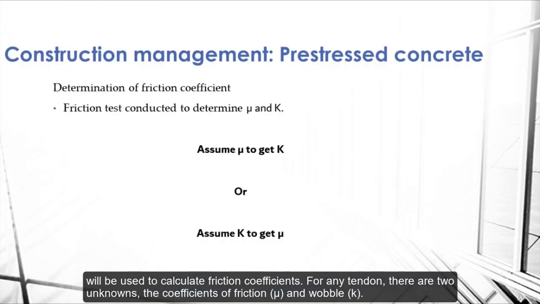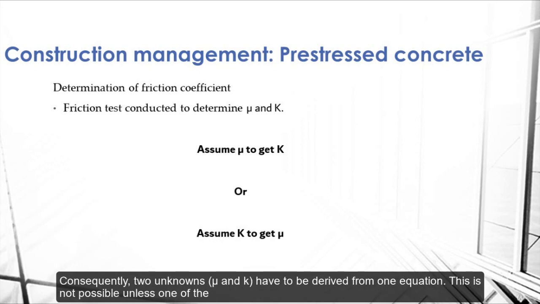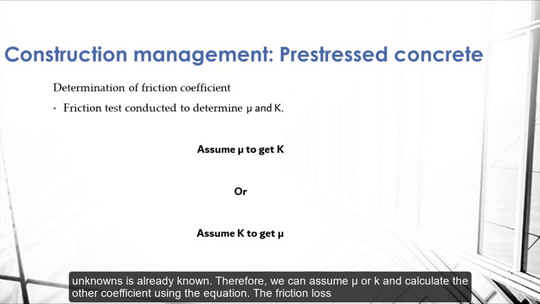For any tendon, there are two unknowns, the coefficients of friction mu and wobble k. However, the friction test can be used to measure the amount of friction loss for a given tendon. Then the friction equation can be utilized to acquire friction coefficients. Consequently, two unknowns mu and k have to be derived from one equation. This is not possible unless one of the unknowns is already known.